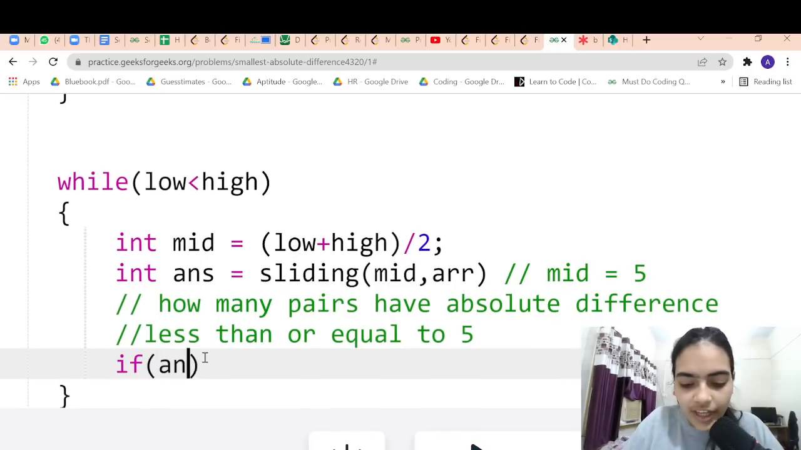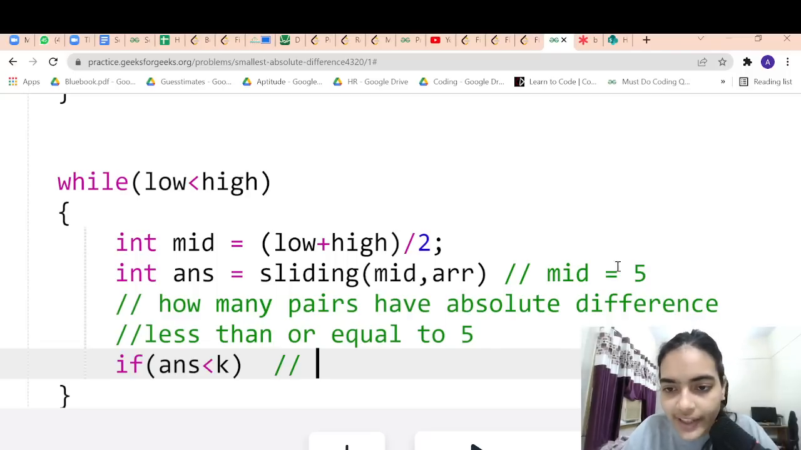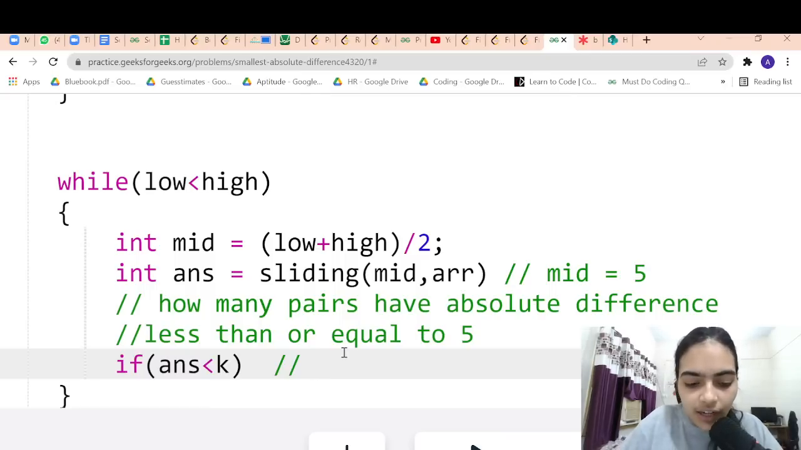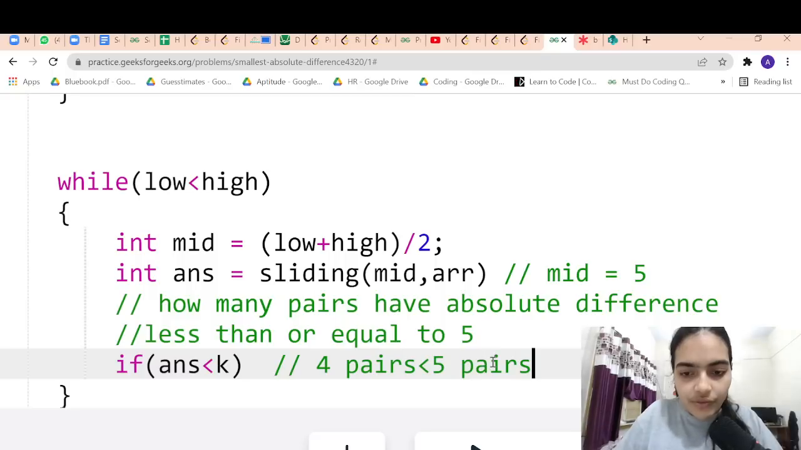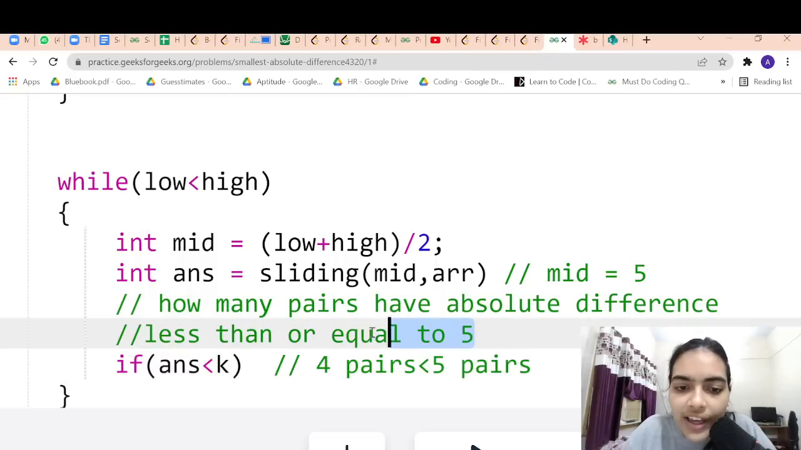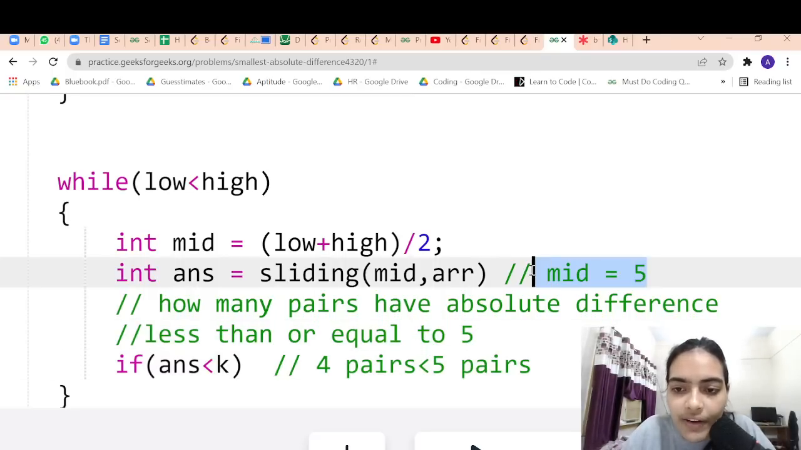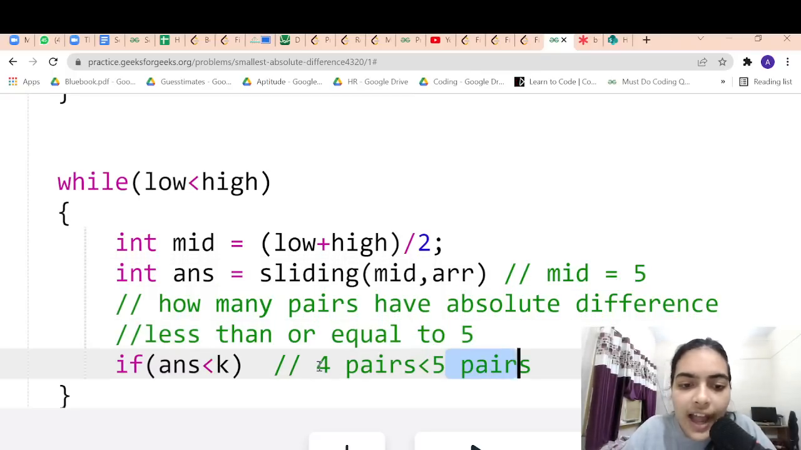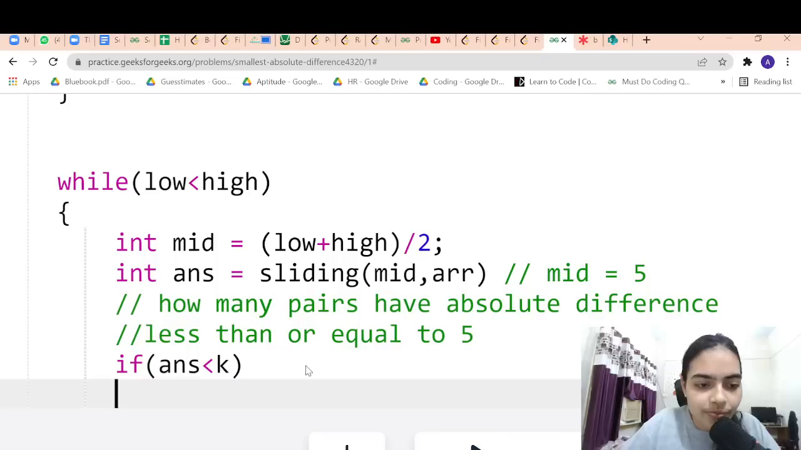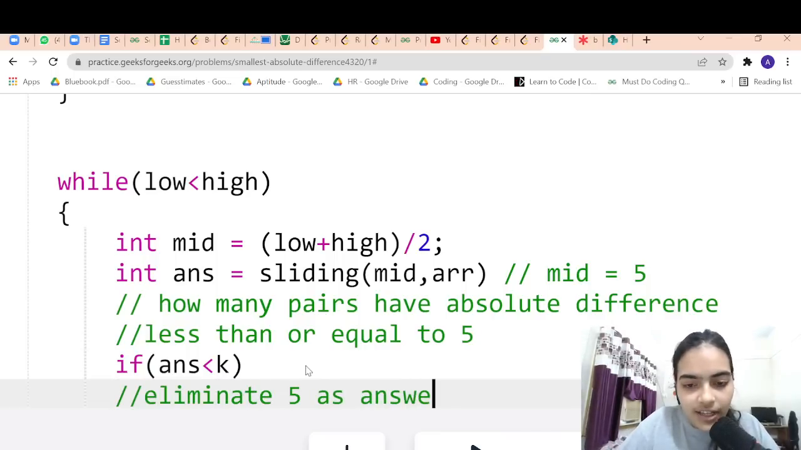If the answer that we are getting is less than k, for example, when we took the example of mid equal to 5, how many pairs did we get? We got only 4 pairs. But what we want is the fifth smallest pair, right? So we can be sure 5 is not our answer. 5 is never going to be our answer, because we want the fifth smallest pair, and we have only 4 pairs less than or equal to 5. So this means you can eliminate 5 as an answer.